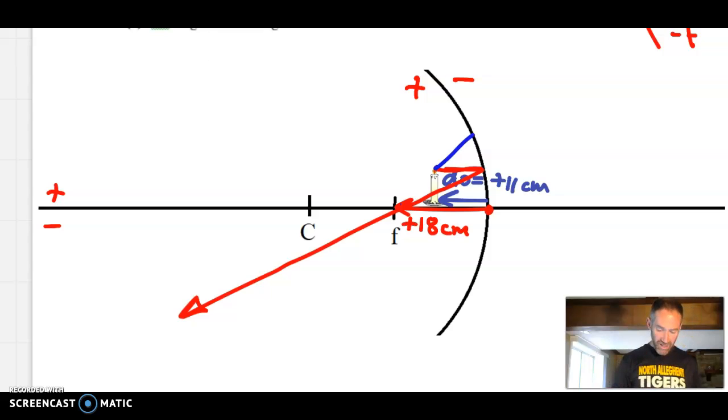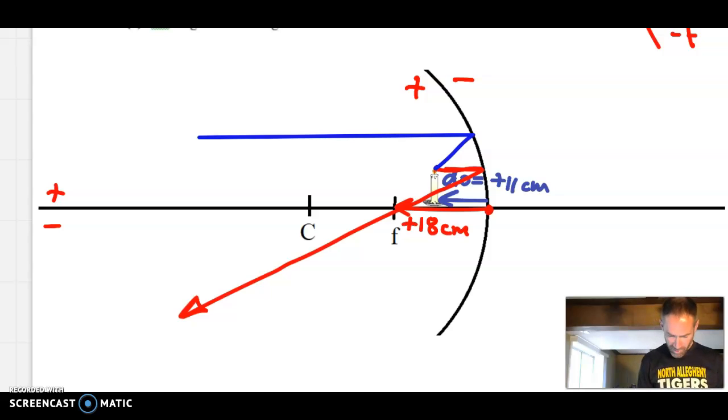Okay, now that I've done that, it's going to reflect out parallel to the principal axis. So this is going to go on here something like this. I could have probably done a tiny bit better job drawing that parallel, but we'll say it's okay.